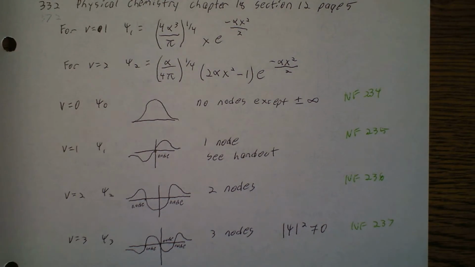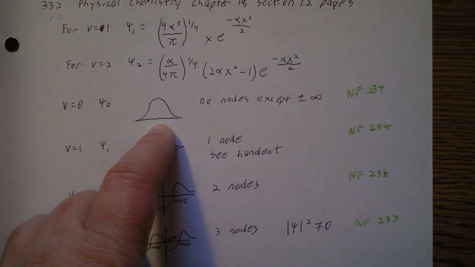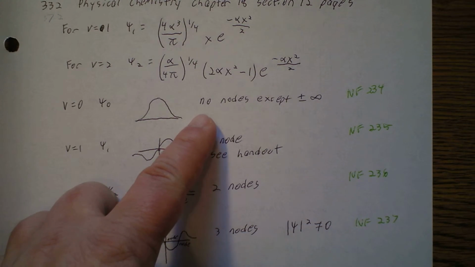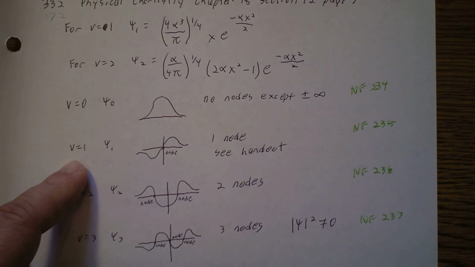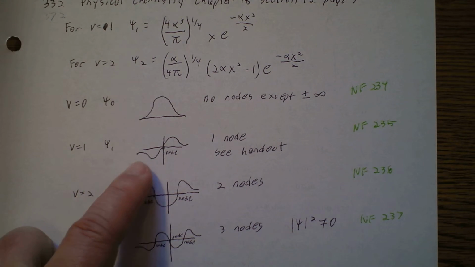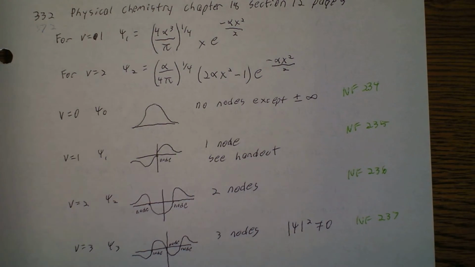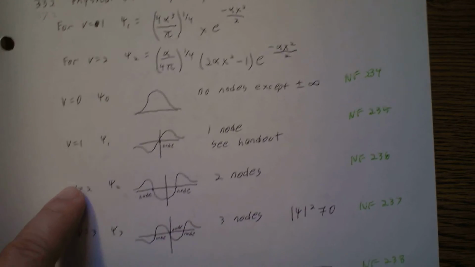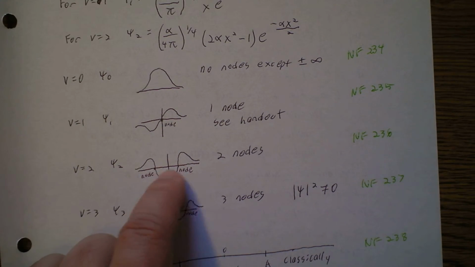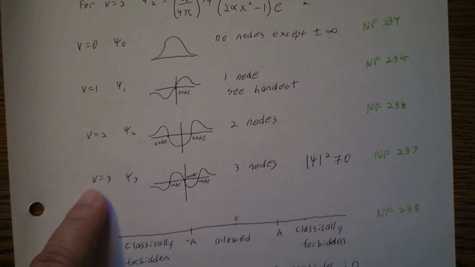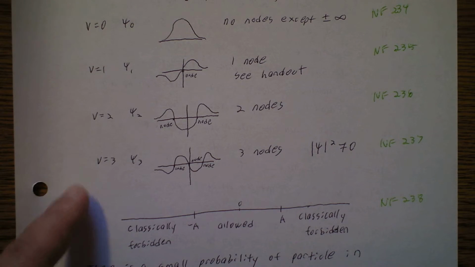So for vibrational quantum number 0, we get psi of state 0. It looks kind of like a bell curve. There's no nodes except for plus or minus infinity. And then for V equals 1, we get psi state 1, so we get one node, and you can see it's at x equals 0. And then for V equals 2, we get psi 2, we get 2 nodes. And then for V equals 3, we get 3 nodes, etc.